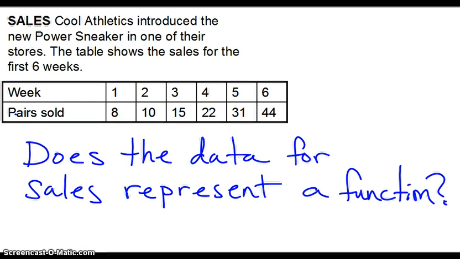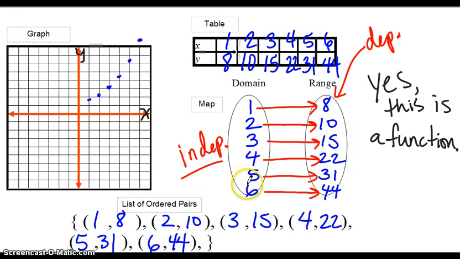Okay, so you have: Cool Athletics introduced a new power sneaker in one of their stores. The table shows sales for the first 6 weeks. So does the data for the sales represent a function? Here is the data in table form. You take the data and place x's in the domain, and y's in the range.